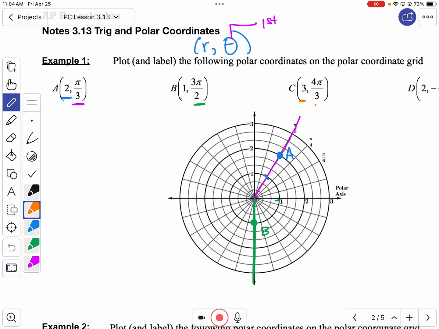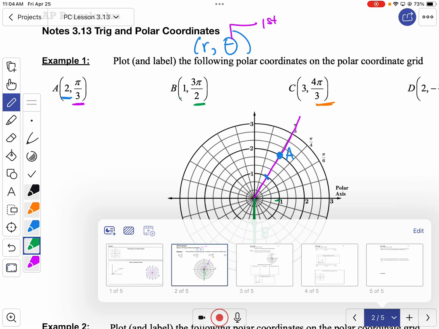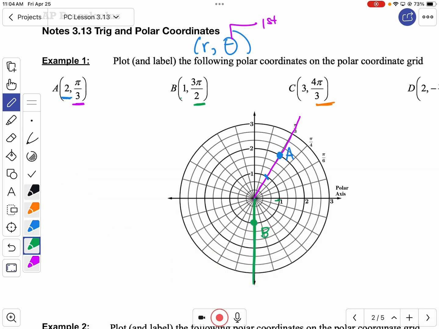Let's do the next one. 3 and 4 pi over 3. Let's start with 4 pi over 3. Think about that. Which quadrant are we going to be in for 4 pi over 3? The third. So I can find that pi over 3 line and extend it down. It would be this one. And then I have a positive radius, so I'm going to be on that ray, my positive ray. I'm going out to the third circle that's marked. And so that's C.